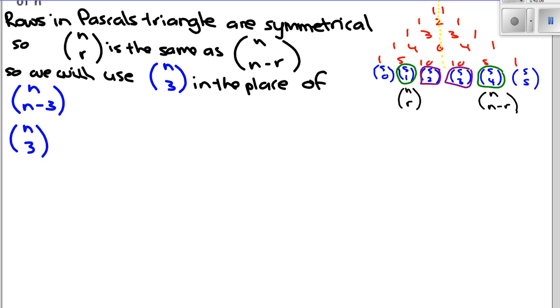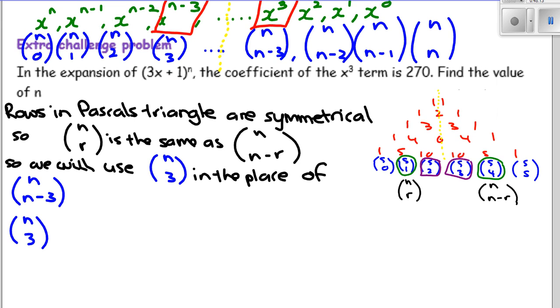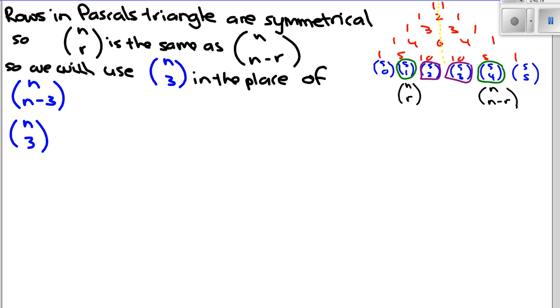And then 3x to the power of 3, because for the first term we need x to the power of 3, and the whole problem is 3x plus 1. So 3x to the power of 3, because we know it has to generate an x cubed, and it must be 1 to the power of n minus 3, because that's what r is.